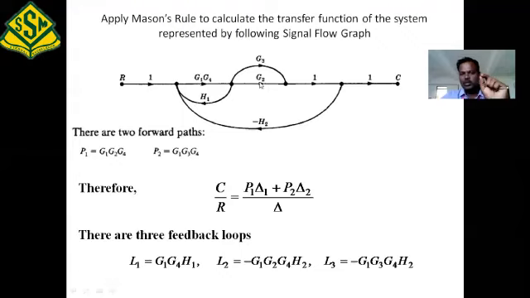The arrow marks should be in the same direction. Look at the arrow marks of G2 and G3. This is in the opposite direction. I mean, G2 just follows a circle, and it is in the opposite direction. G3 and G2, both arrow marks are in the same direction, so I am not treating this as an individual loop. So we have 2 forward paths and 3 individual loop gains.